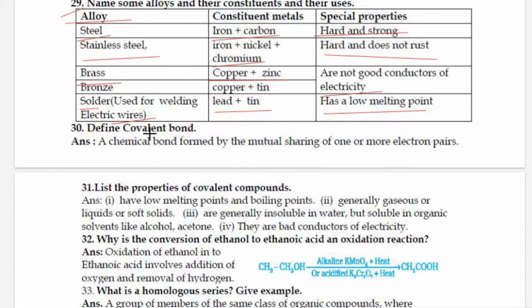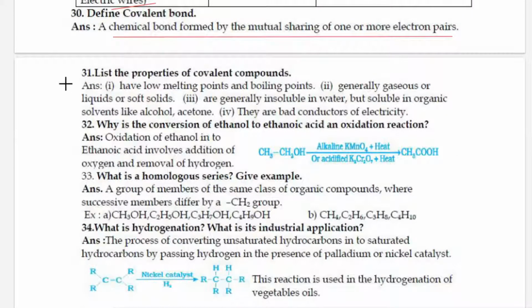Next question, define covalent bond. A chemical bond formed by the mutual sharing of one or more electron pairs is known as covalent bond. Next one, list the properties of covalent bonds or covalent compounds. Covalent compounds have low melting points and boiling points. Generally gaseous or liquids or soft solids. Are generally insoluble in water but soluble in organic solvents like alcohol, acetone. They are bad conductors of electricity.